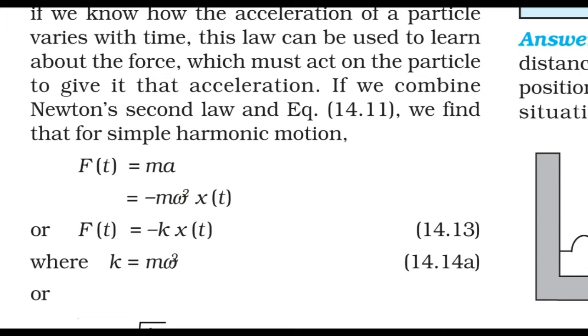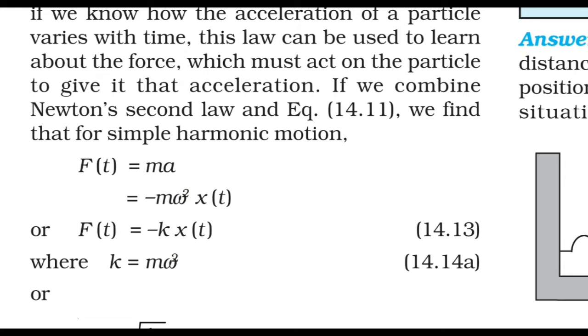Now from Newton's second law of motion, we know the force acting on the body which is in simple harmonic motion is given by m into a, where a is the acceleration. For a body in simple harmonic motion, we already obtained the expression for acceleration. That acceleration is minus omega square x. Substituting that, we have the expression for force as minus m omega square x of t.